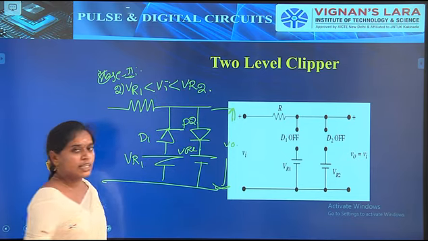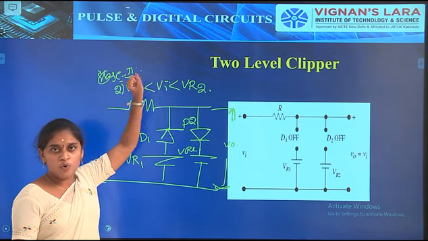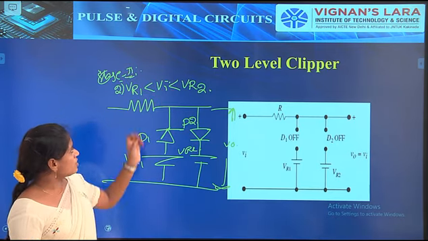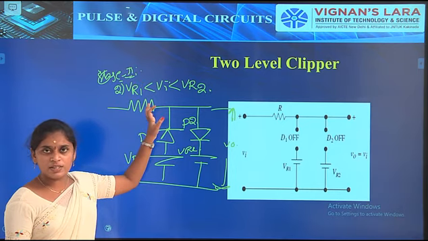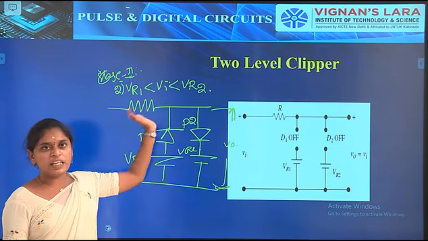So nothing but the input voltage VI is in between these VR1 and VR2. So what happens, we have to check. We say that the VR1 voltage will be 2 volts and VR2 voltage will be 3 volts. So nothing but my input voltage will be in between these two.